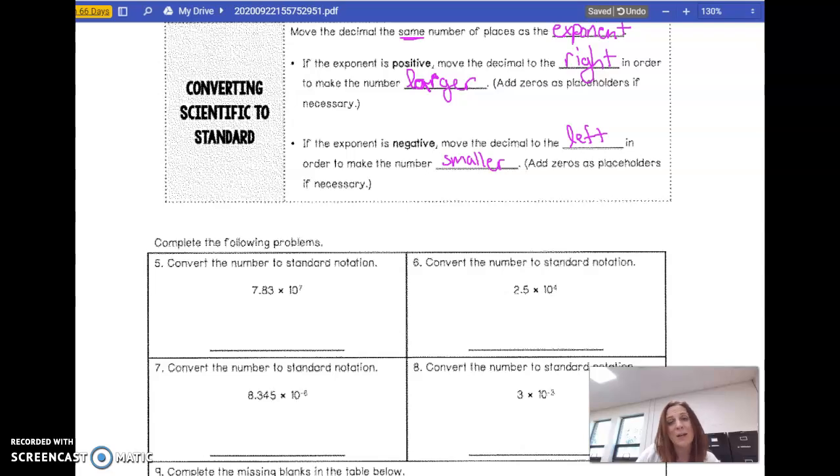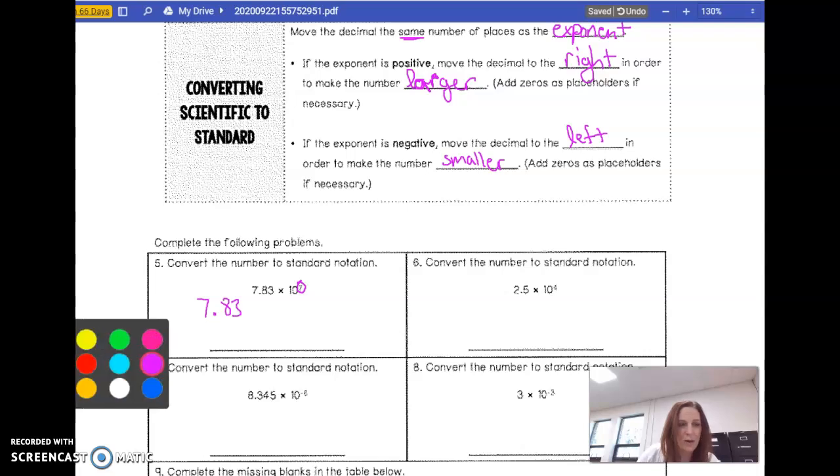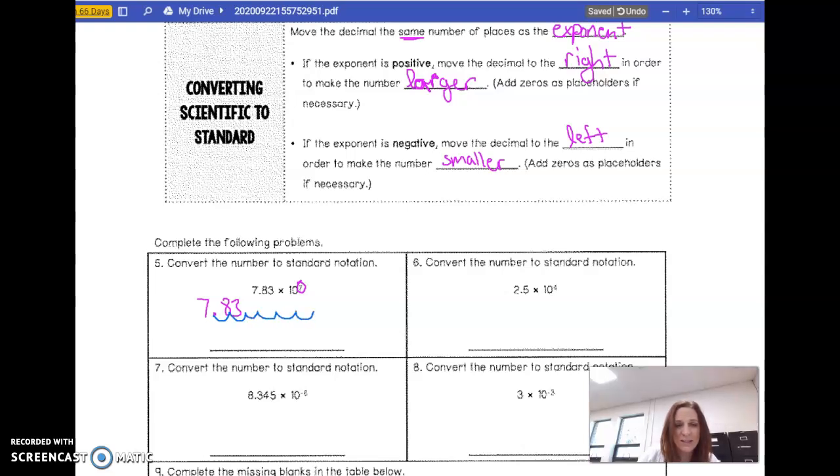Move the decimal point the same number of places as the exponent. So we're going to move this 7 places. We're going to go to the right because it's positive. So I'm going to take 7.83, and I want to move it to the right 7 times. 1, 2, 3, 4, 5, 6, 7. So I'm moving the decimal point over here, and I'm going to fill in zeros.